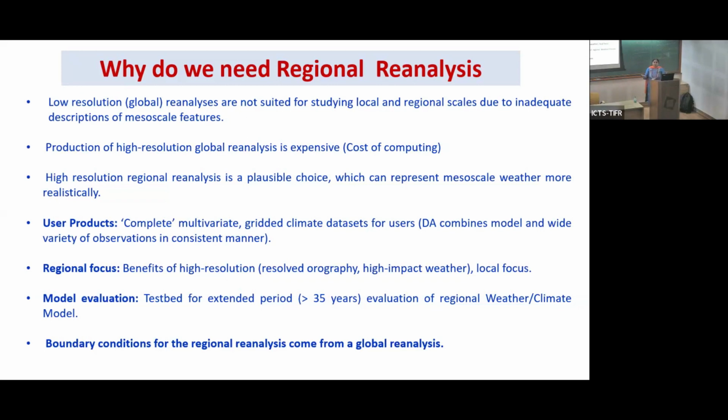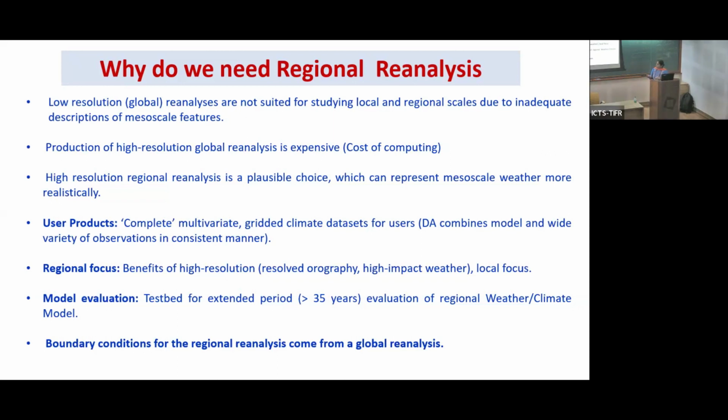So if you see the global reanalysis, the resolution is very coarse. If you want to study a particular region, then we need high resolution data. The low resolution global reanalysis are not suited for studying local and regional scales due to inadequate description of mesoscale features. And production of high resolution global reanalysis is very expensive. We need a lot of computing facility, or we have to account for the cost of computing when we go for high resolution global reanalysis. Then high resolution regional reanalysis is a plausible choice which can represent mesoscale weather more realistically.